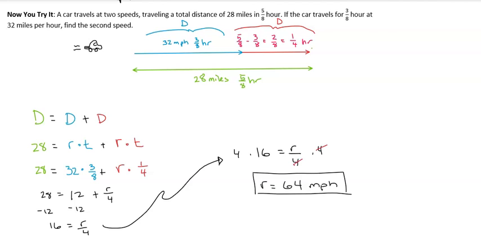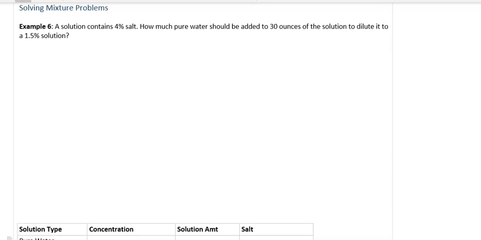64 miles per hour. Okay, this next section out of 9.2 is solving mixture problems. So this is a solution contains 4% salt, so it's just some solution with water and salt in it. How much pure water should be added to 30 ounces of this solution to dilute it to a 1.5% solution?